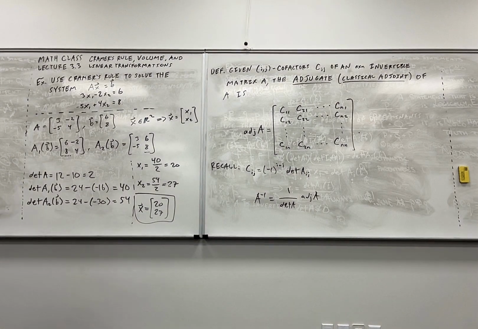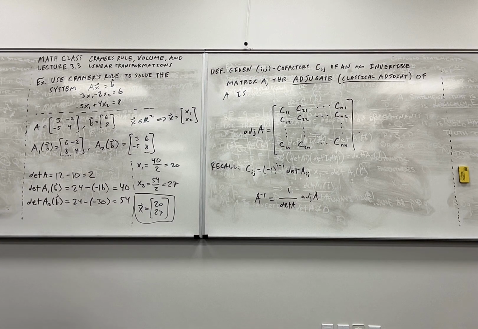Okay. Questions about the notation of adjugate? Questions about the ij cofactor notation? The formula itself? Cool.